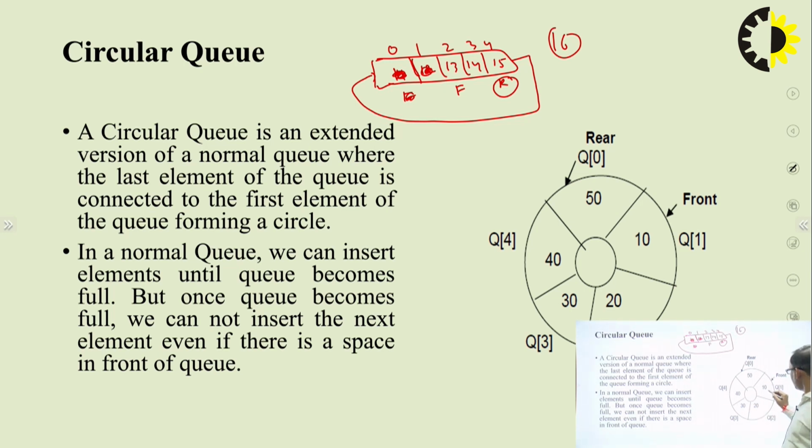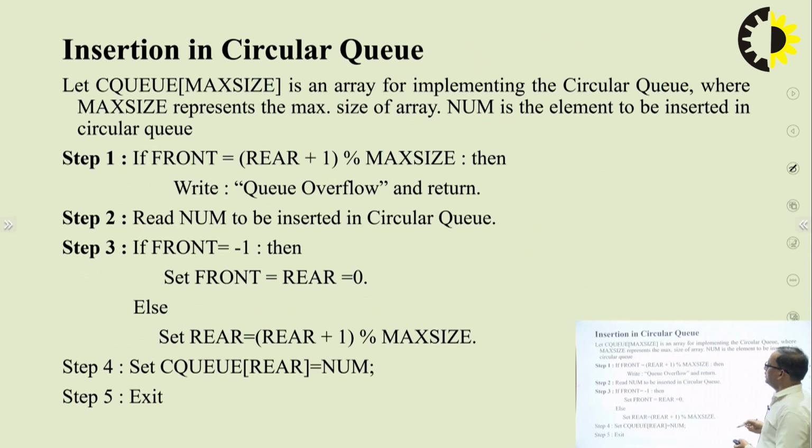At first, the element is inside. Initially when the queue is empty, then front is equal to -1, rear is equal to -1. We will see in the next slide. So let's see the insertion algorithm in the circular queue.